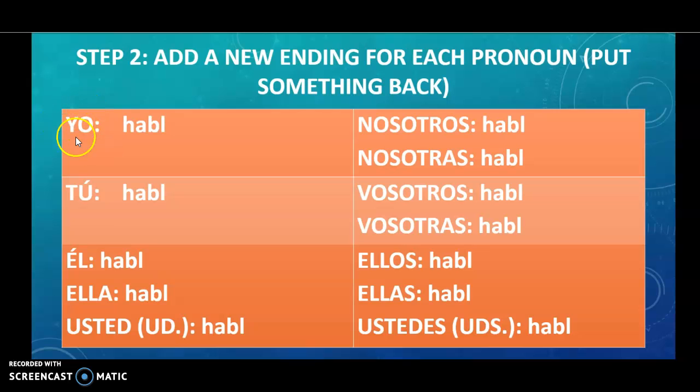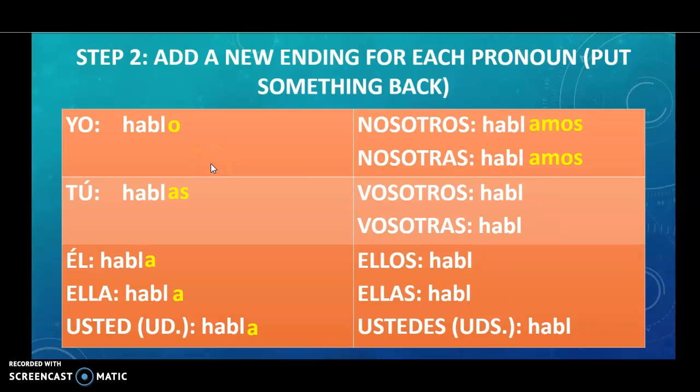Anytime you have a yo form, where you want to say you yourself are doing it, you're going to add an O. For the tú, you're going to add an AS. For the él, ella, and usted, you're going to add an A. For the nosotros and nosotras, you're going to add amos. For vosotros and vosotras, you're going to add ais. For ellos, ellas, and ustedes, you're going to add an. So our endings. Now, we have habl right there. We have that beginning all of them.